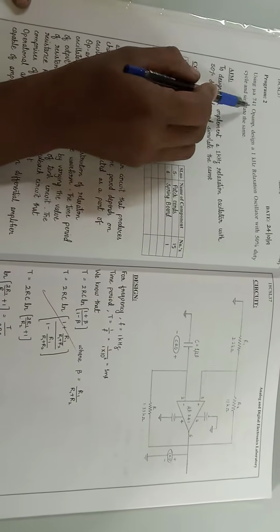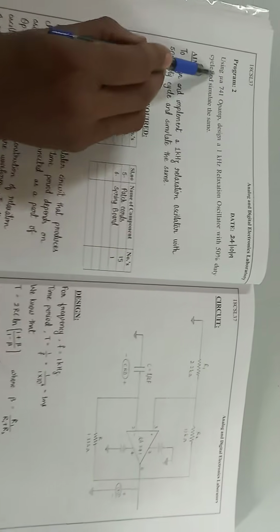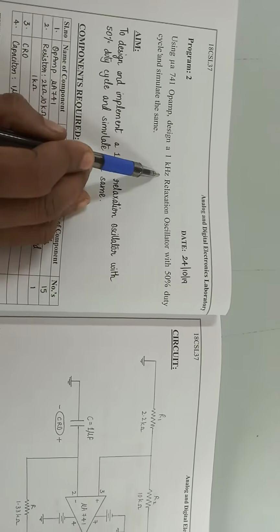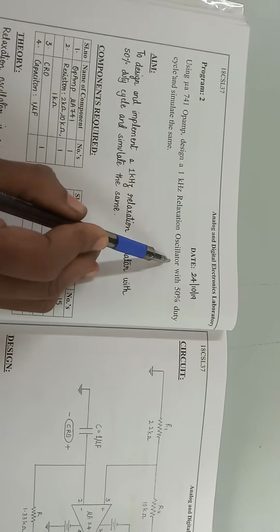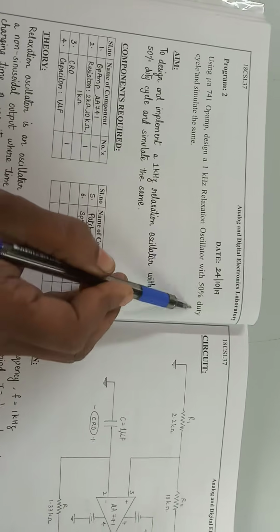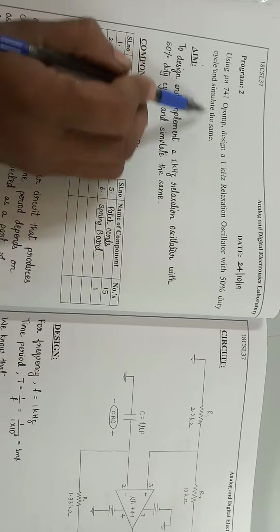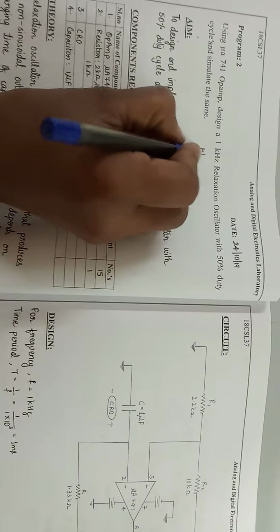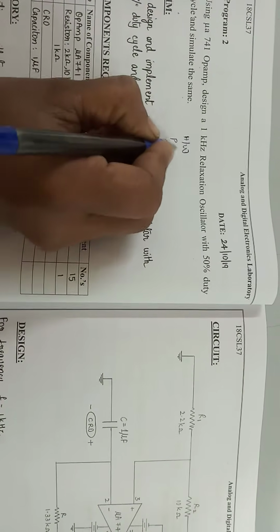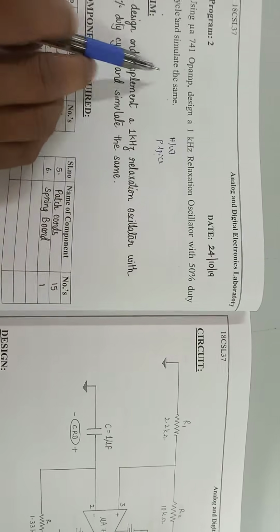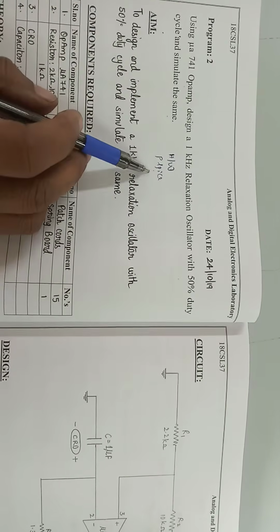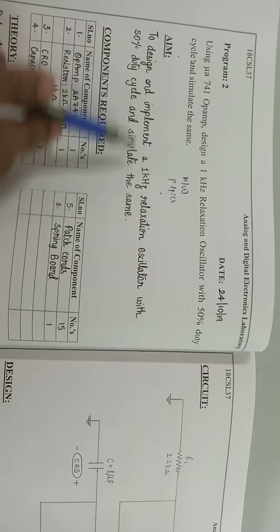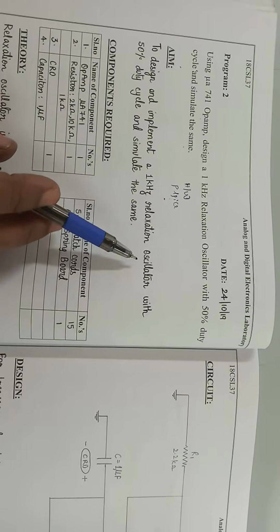Okay, we are going for the next experiment: using the MuA71 op-amp, design a 1 kHz relaxation oscillator with 50% duty cycle and simulate the same. You have to do both hardware and PSpice. The simulation can be done using PSpice software. The aim of the experiment is to implement the 1 kHz relaxation oscillator.